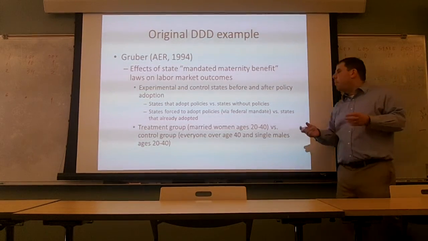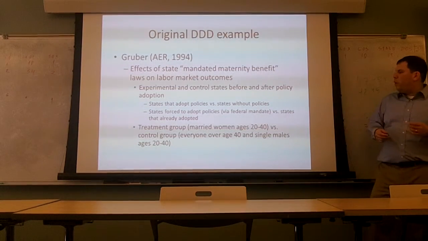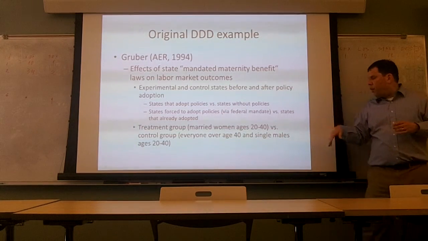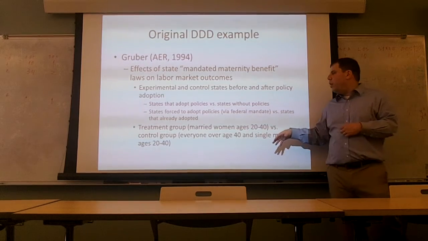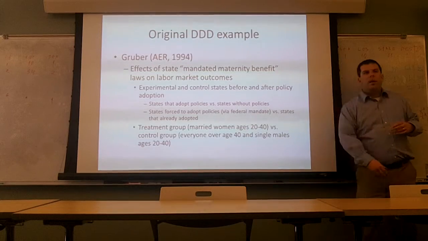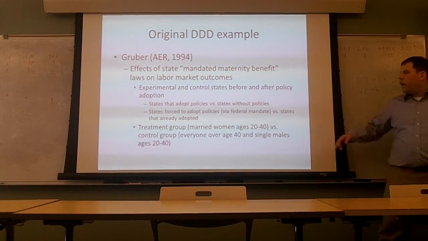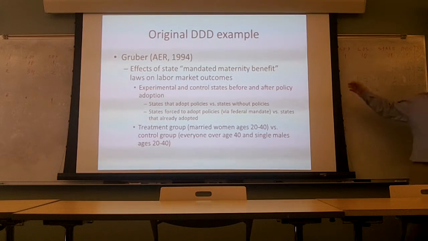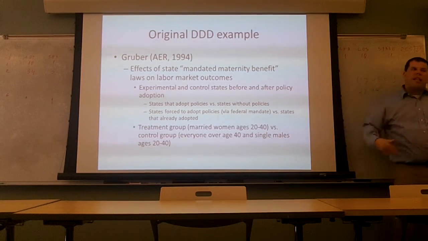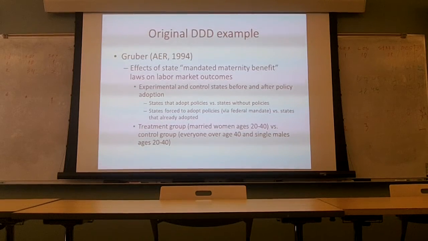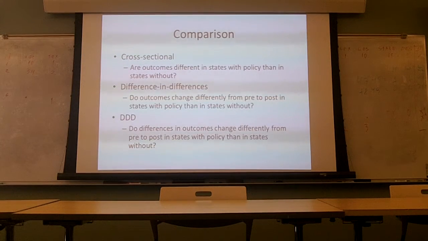And then the third difference was looking at groups that should be affected by the policy, that were at risk to be affected by the policy, which he called married women ages 20 to 40. The control group was everyone over age 40 and single males between the ages of 20 and 40, because these people were ostensibly, well, at that point anyway, outside likely childbearing age, and these individuals were less likely to have children on their own. So that's the third difference in this policy analysis.